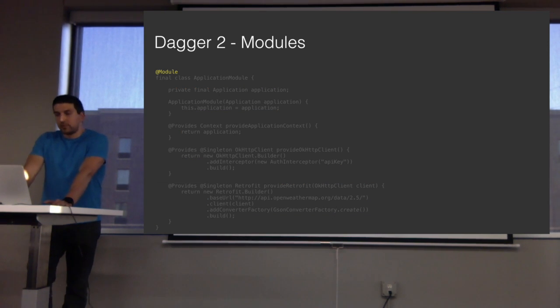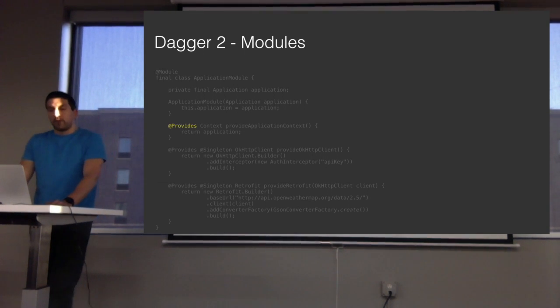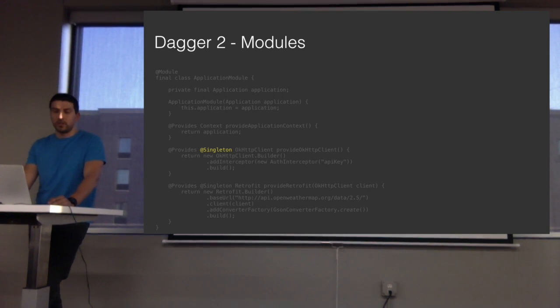The module annotation just tells Dagger that this class is a module that's providing dependencies. The provides annotation marks a method that will provide a specific dependency. The singleton annotation is an example of one scope annotation. It's the only one you get for free. Others you have to create. You can name it whatever you want, but singleton is the only one that comes with the annotation libraries.